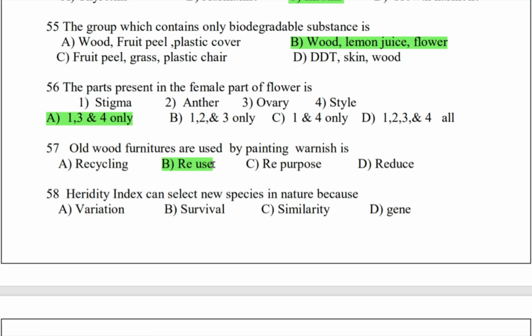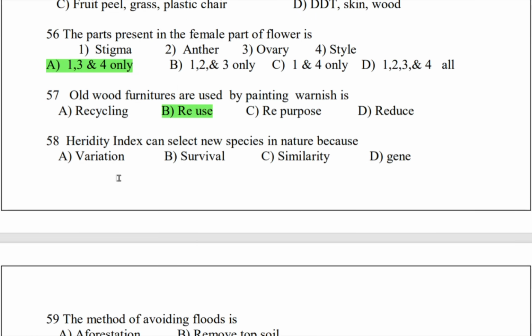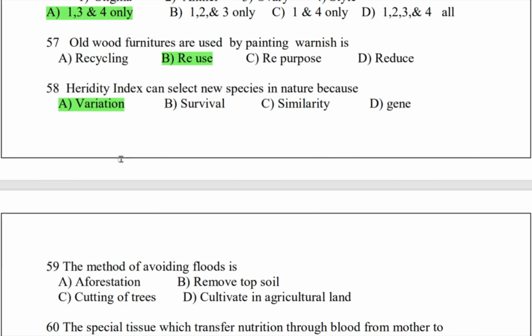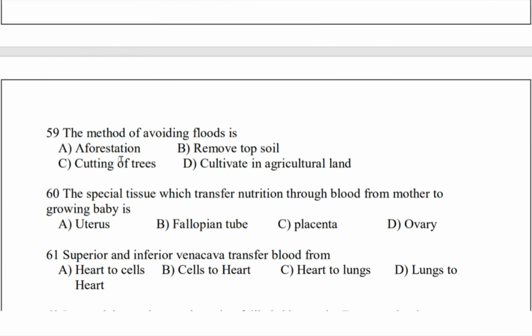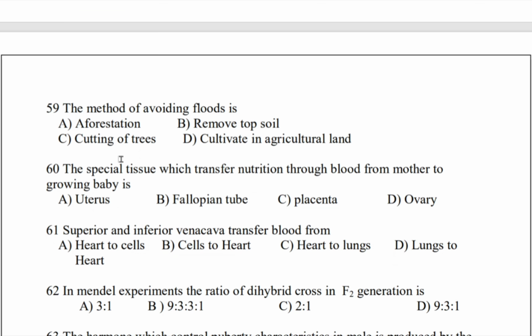Next question. Heredity can select new species in nature because of the variation. Because of the variation, we can see heredity. Therefore, the correct answer is option A, variation. The method of avoiding flood is, again the correct answer is afforestation. By planting new trees, we can avoid floods.